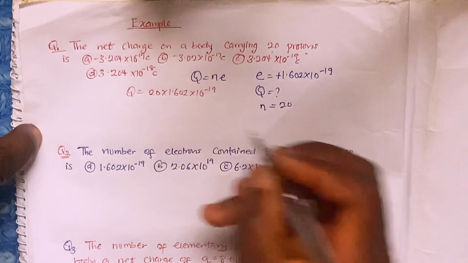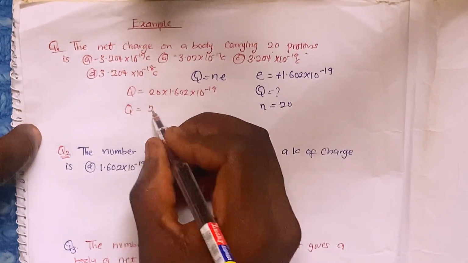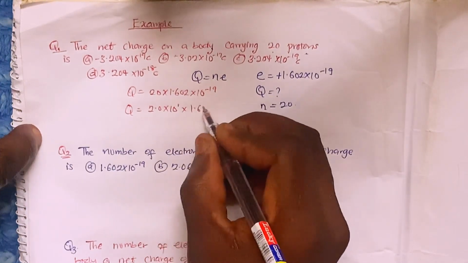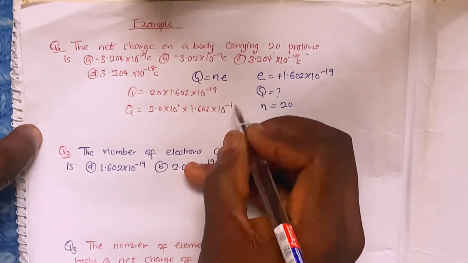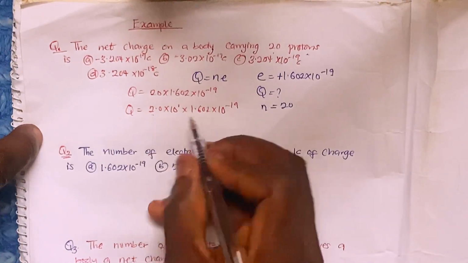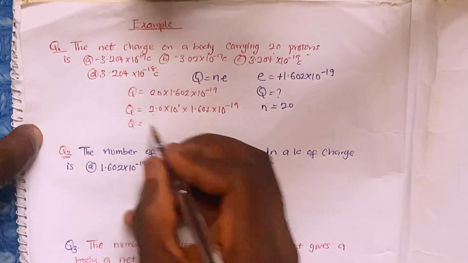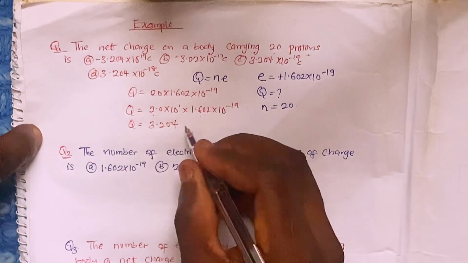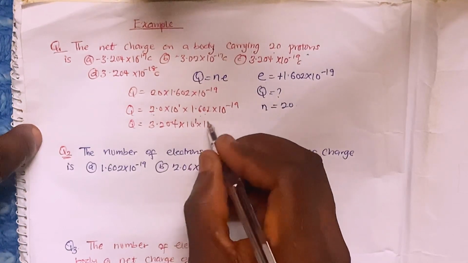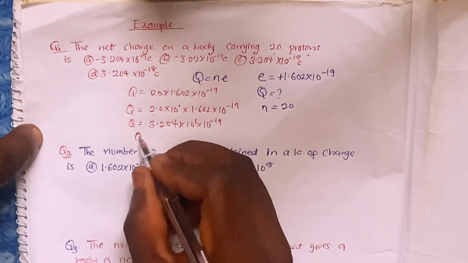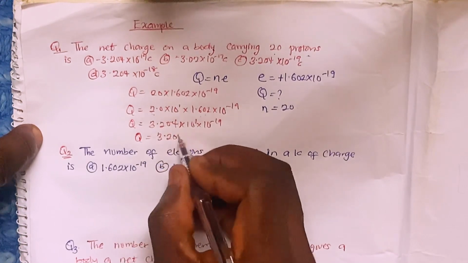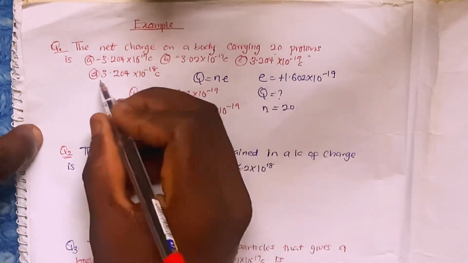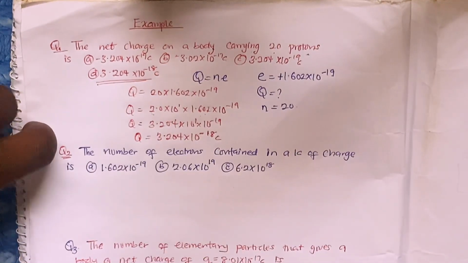Then I can just write this 20 as 2.0 times 10 raised to the power 1, times 1.602 times 10 raised to the power minus 19, right? Then here I can use this to multiply this, so that I will have Q equals 3.204, right? I use these two to multiply this. Multiply 10 raised to the power 1 times 10 raised to the power minus 19. Then use indices. You are going to have Q equals 3.204 times 10 raised to the power minus 18 coulomb. So this is our answer. Now let's move to question 2.